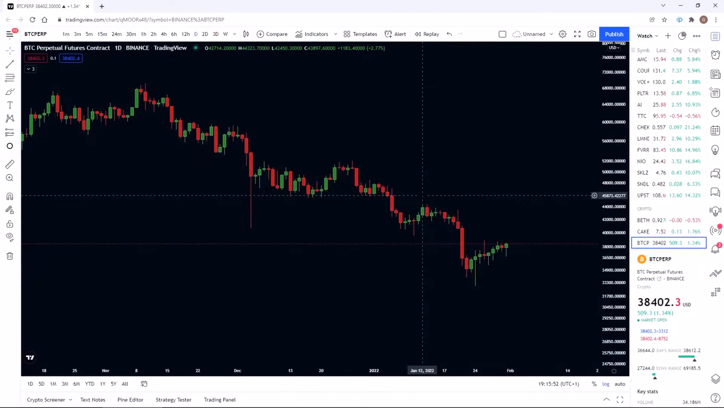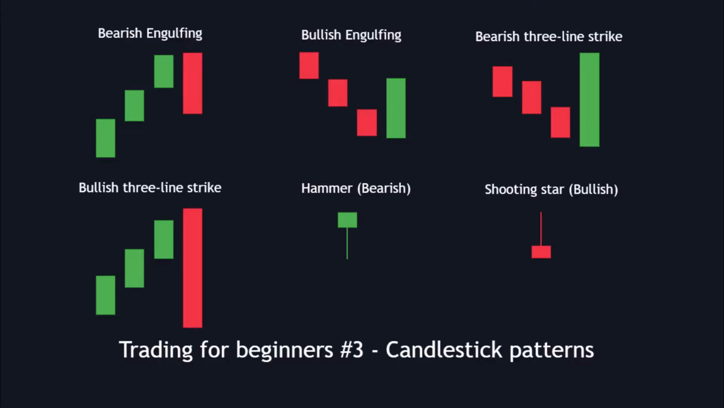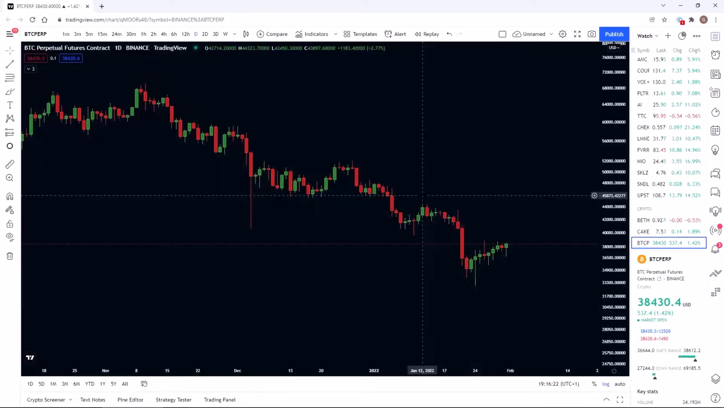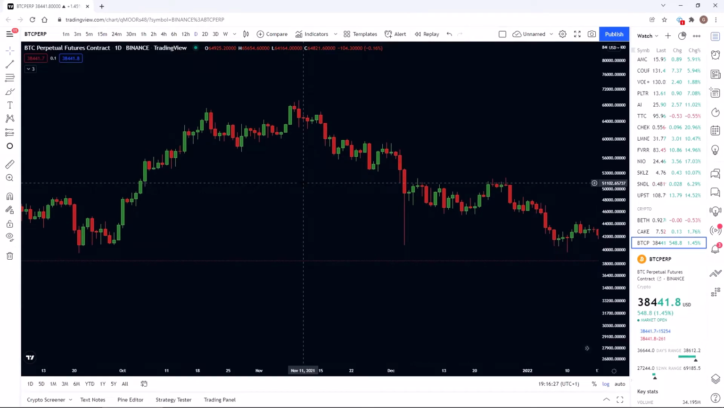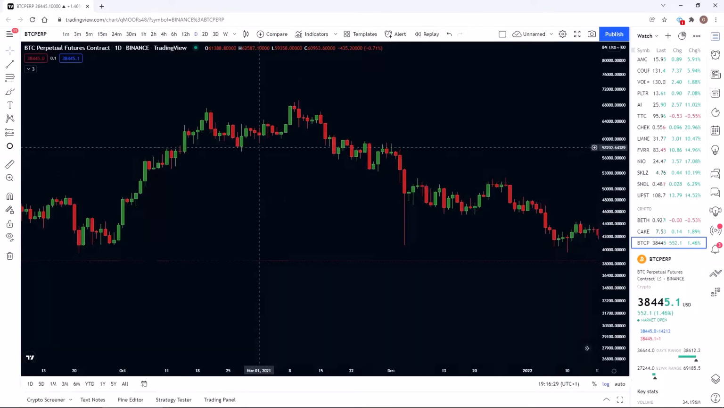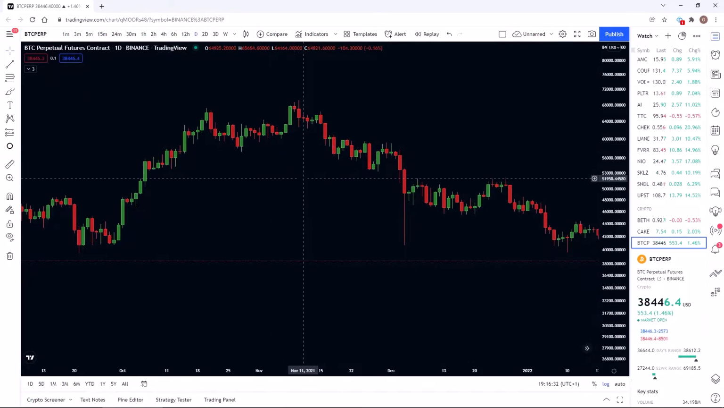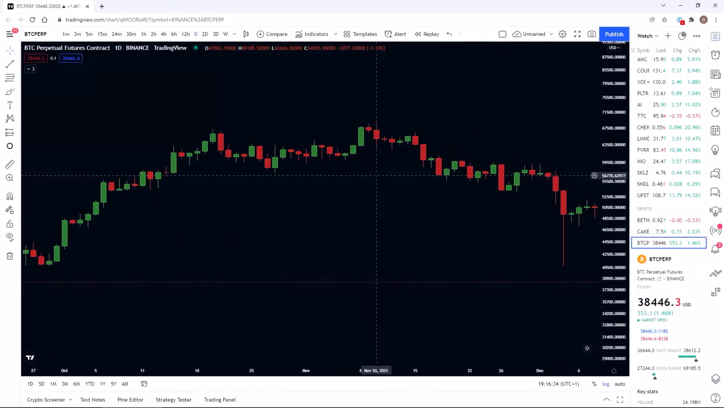Now, the first pattern we're going to be talking about today is the bearish 3-line strike. It has about an accuracy rate of 80 to 85%, and it's usually a bullish continuation pattern. Let's take a look if you can find it on the chart. Here it is, right there.